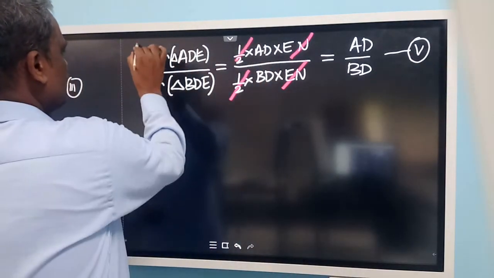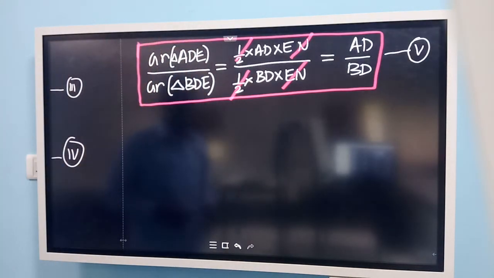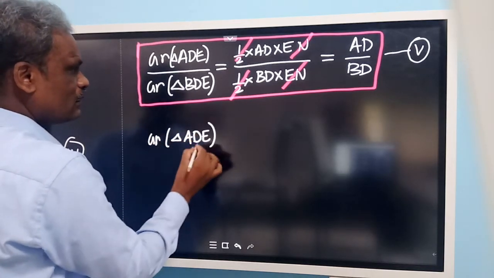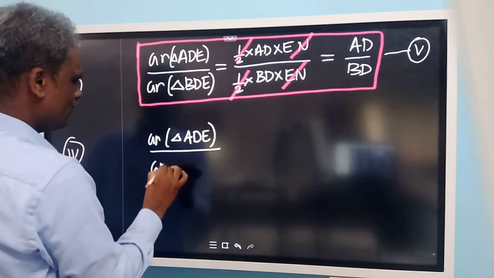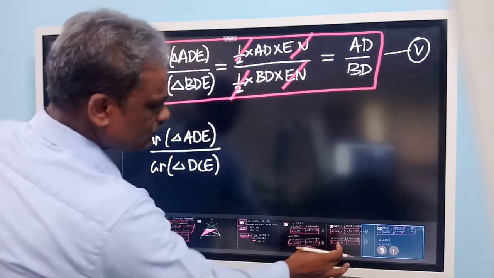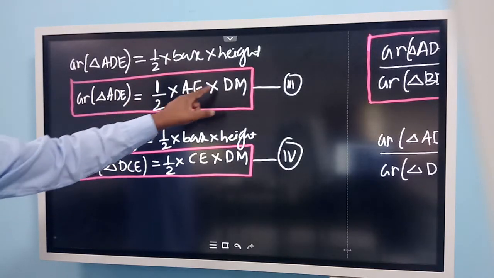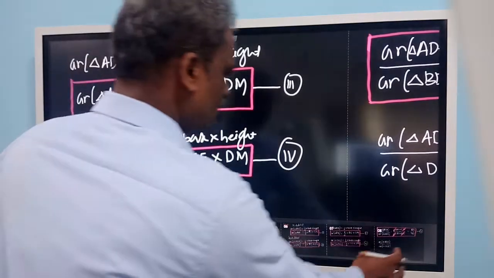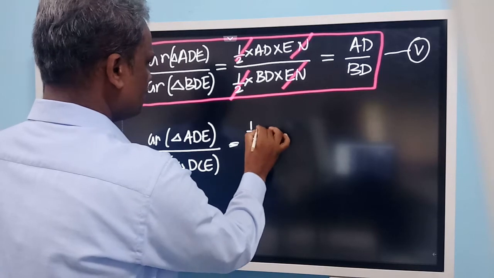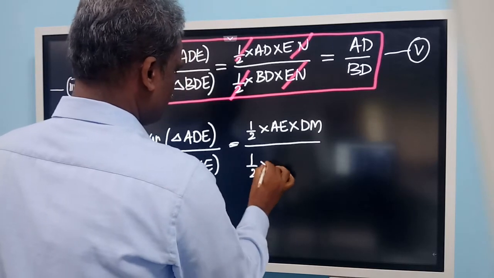So one ratio you got, ADE by BDE equals AD by BD. Similarly, I will take another ratio: area of triangle ADE, but now divided by area of triangle DCE. Area of ADE is half into AE into DM. So this is equal to half into AE into DM divided by area of DCE.